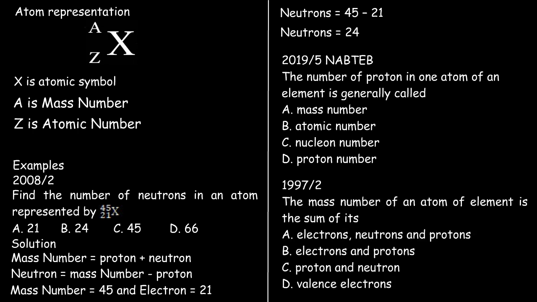We have another question from 1997. It states that the mass number of an atom of an element is the sum of its: A, electrons, neutrons and protons, B, electrons and protons, C, protons and neutrons, D, valence electrons. Now, the mass number of an atom is the sum of its protons and neutrons, and the correct option is C.